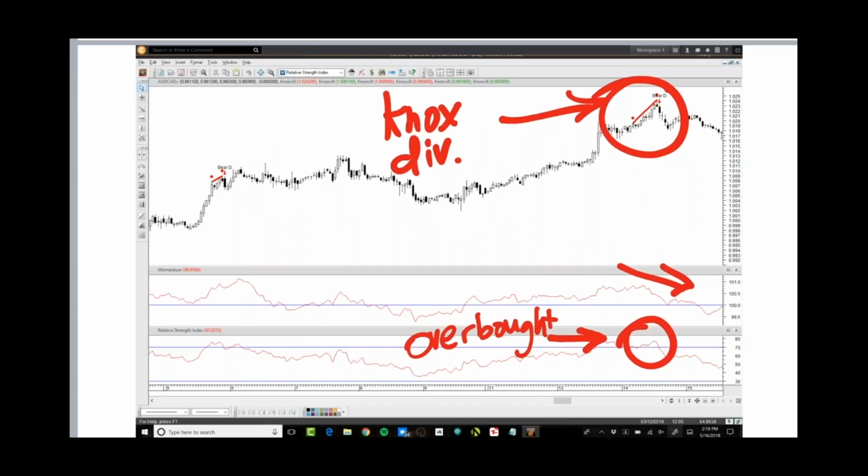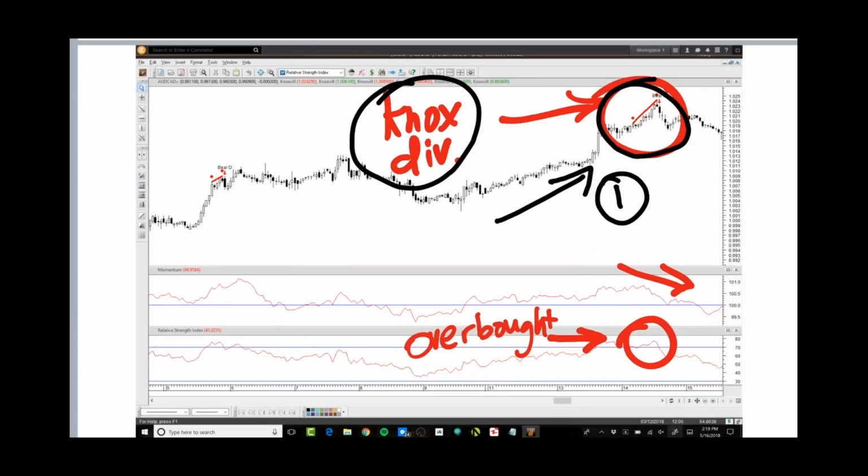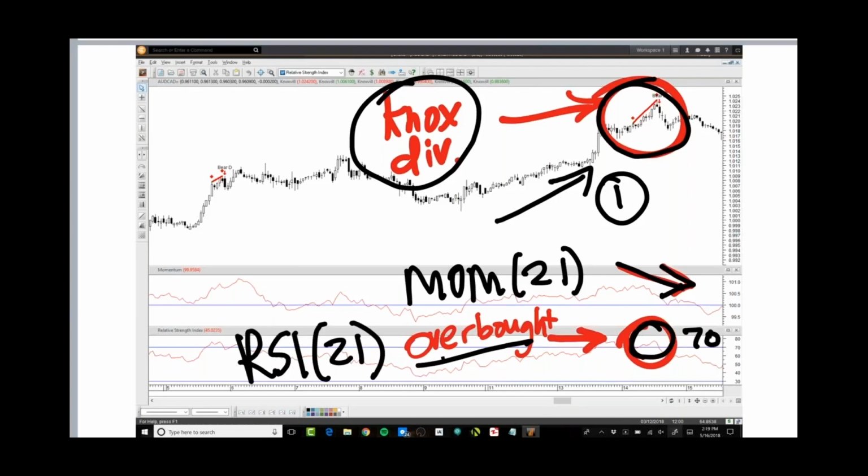In this example here, we're looking at Knoxville divergence again, and it's a red line on top of price. Price is rising, that's number 1, but the momentum indicator set to 21 is falling across that same period of time. And then the relative strength index set to 21 is overbought, rises above the 70 mark. So that's number 1, price is rising. Number 2, the momentum indicator is falling. And number 3, the relative strength index is overbought.